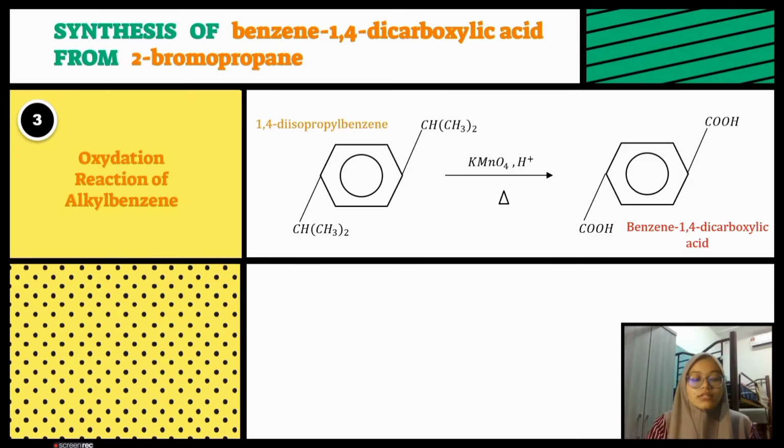The last step is the oxidation reaction of alkylbenzene. In this reaction, 1,4-diisopropylbenzene will react with potassium permanganate, H+, and in the presence of heat to produce benzene 1,4-dicarboxylic acid, which is the last product.